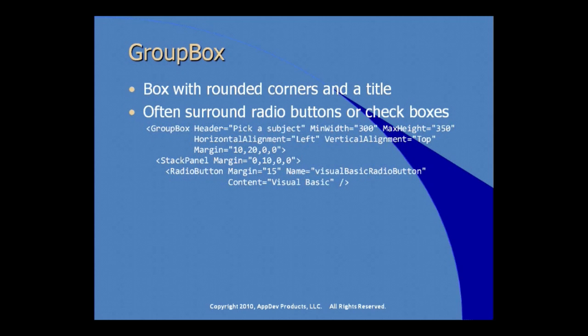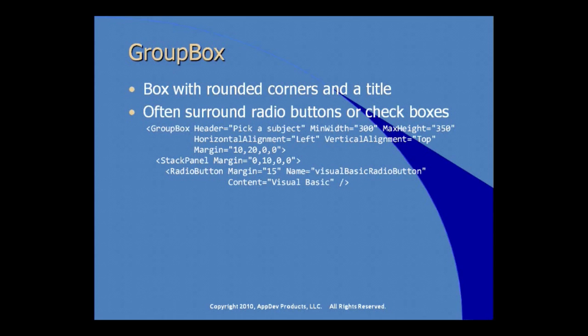It's a box with rounded corners and a title. And its typical use is to surround radio buttons or checkboxes. So here's some XAML that defines a group box. We have a group box element. The header says pick a subject. That's going to display in the box. And then inside the group box is a stack panel. Inside that are radio buttons.